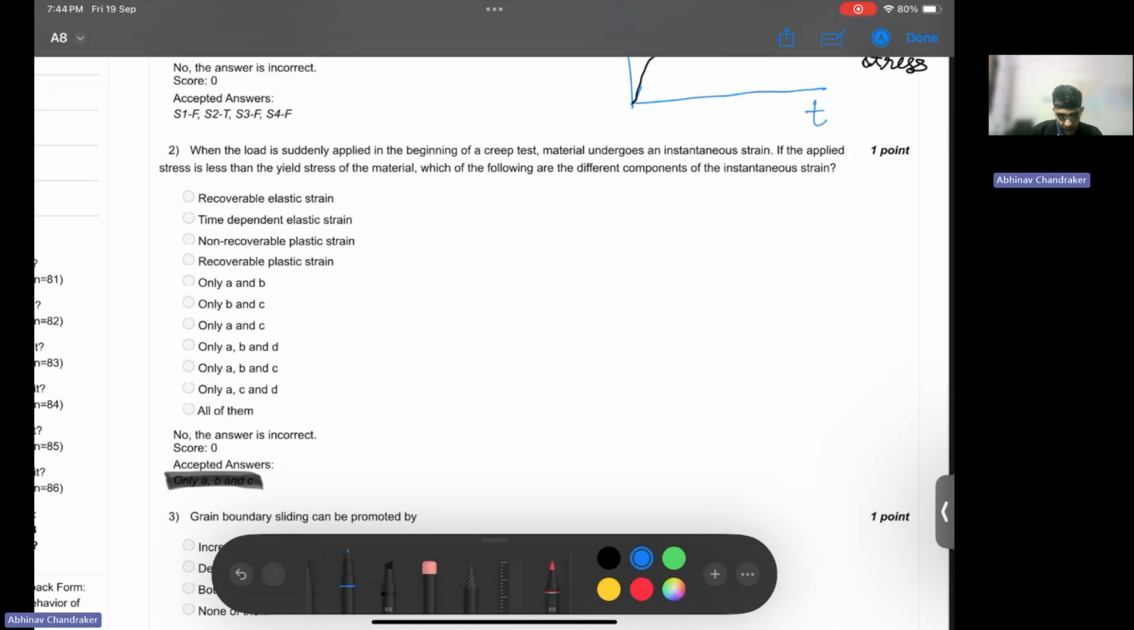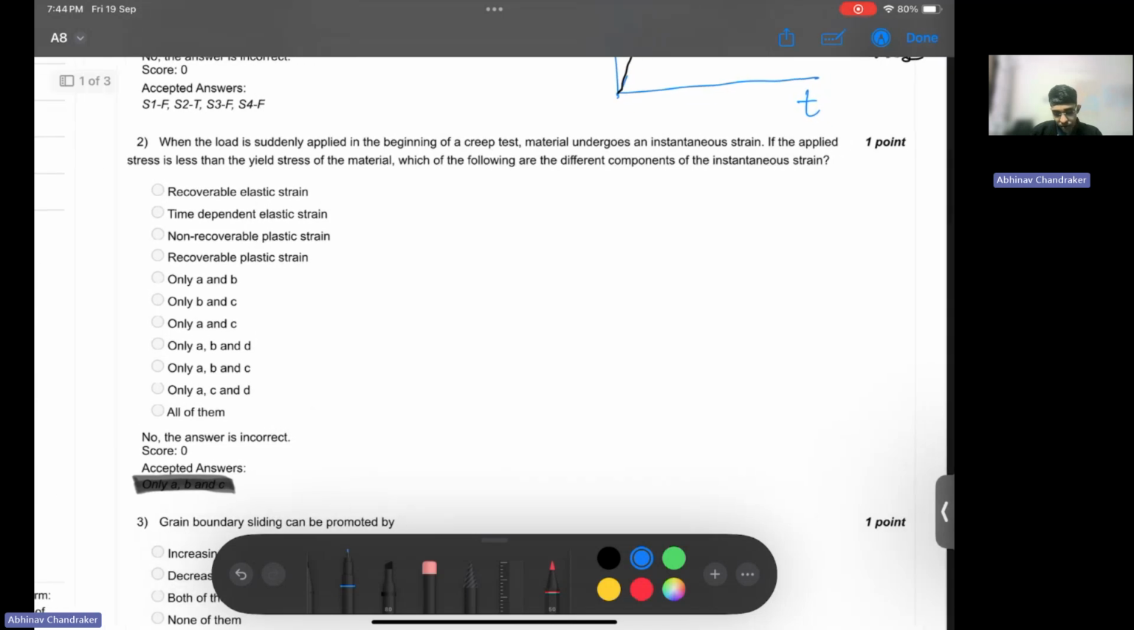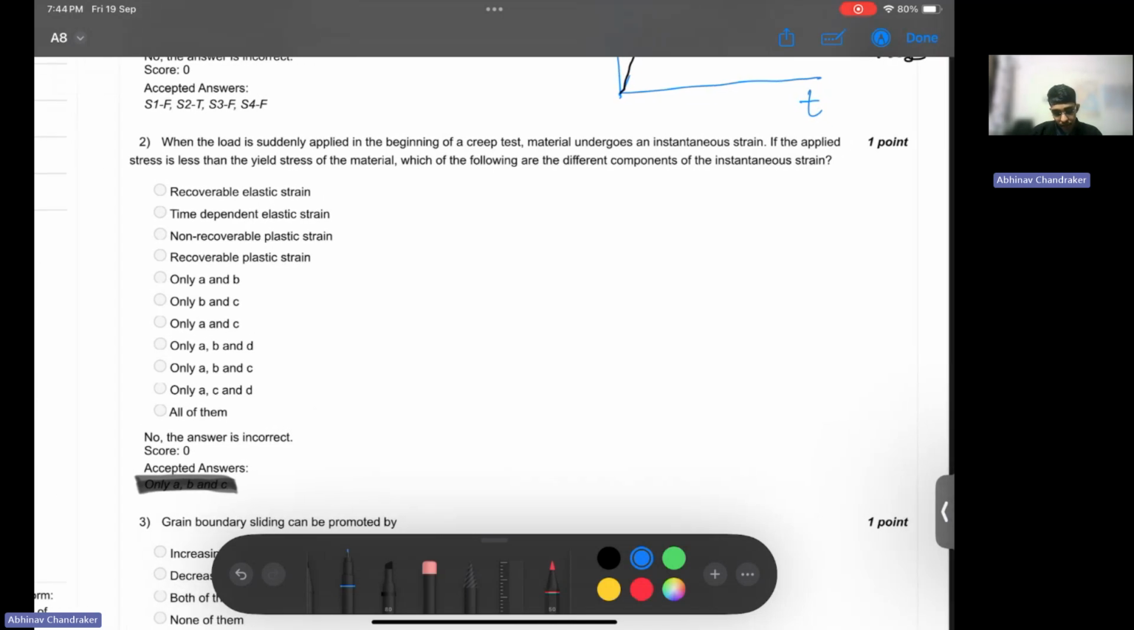When load is suddenly applied in the beginning of a creep test, material undergoes an instantaneous strain. If the applied stress is less than the yield strength of the material, which of the following are the different components of the instantaneous strain? There is instantaneous strain, applied stress is less than the yield stress, and what are the components of the instantaneous strain?